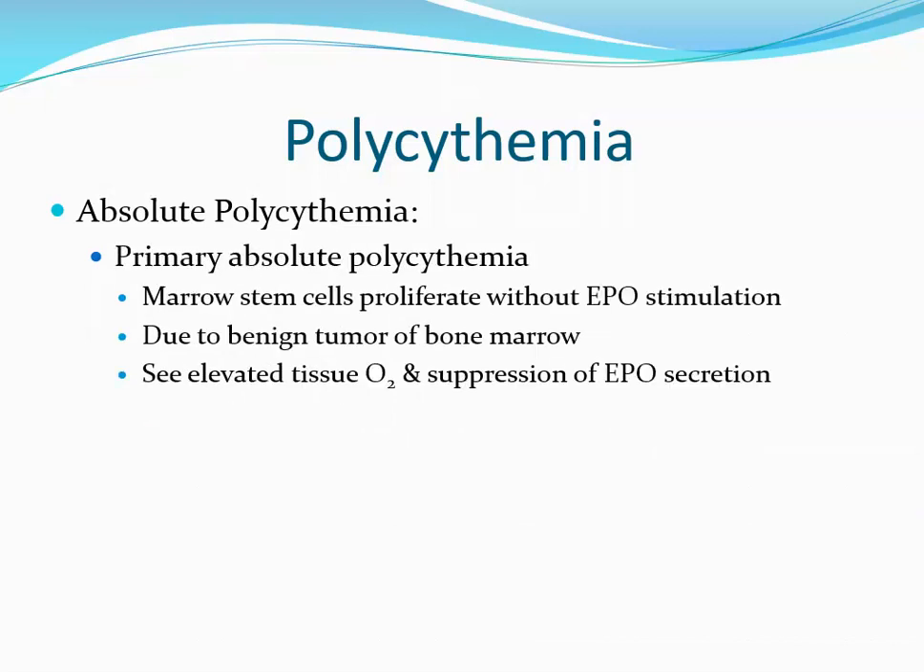Next is primary absolute polycythemia. Here, the bone marrow stem cells are proliferating without any extra stimulation from erythropoietin. This typically is actually a benign tumor of the bone marrow that results in this increased production. This will result in elevated tissue oxygen levels, which will ultimately then suppress further secretion of erythropoietin.